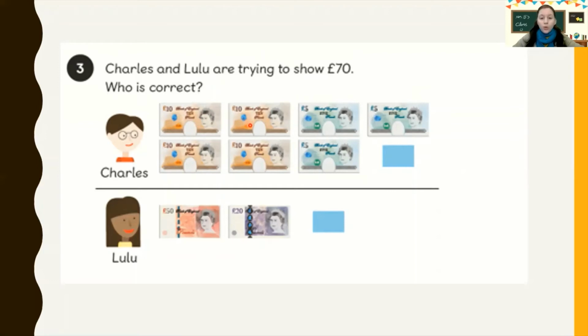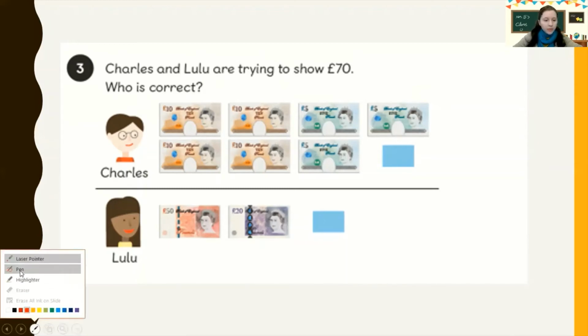10, 20, 30, 40. Now we're going to count in what? That's right, 5s. Don't keep going in 10s. We've got 5s now, okay? So 10, 20, 30, 40, 45, 50, 55. That's right.